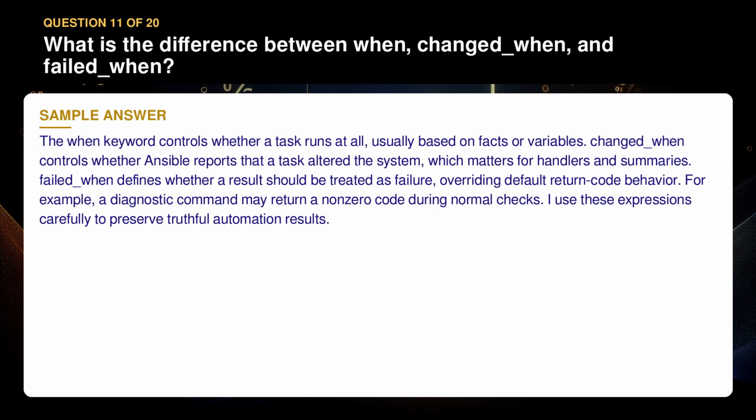failed_when defines whether a result should be treated as failure, overriding default return code behavior. For example, a diagnostic command may return a non-zero code during normal checks. I use these expressions carefully to preserve truthful automation results.